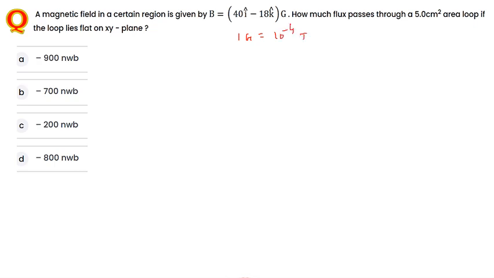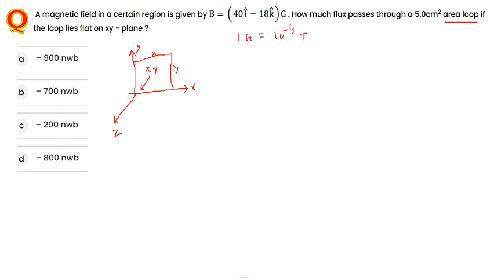Remember this one. How much flux passes through a 5 centimeter square area loop if the loop lies in the XY plane? So they have mentioned the XY plane. What I'm going to do is draw this: this is the y-axis, this one I mention as the x-axis, and this is the z-axis. So this is the XY plane, with x on this side and y on this side. Along the z direction, the magnetic field is going over here.